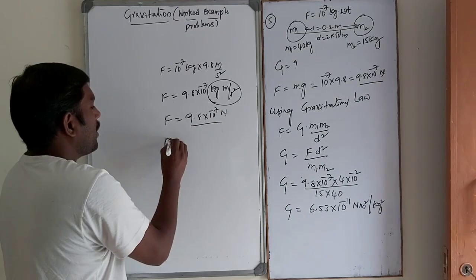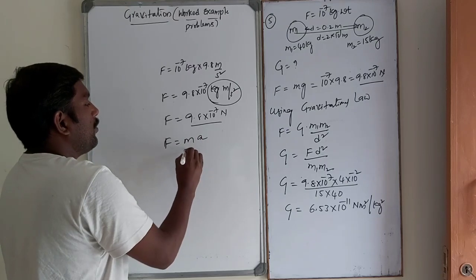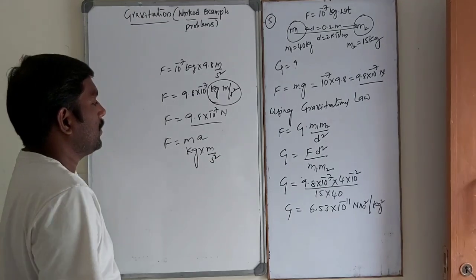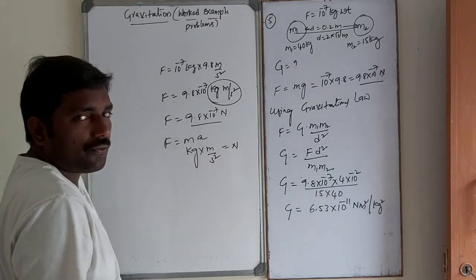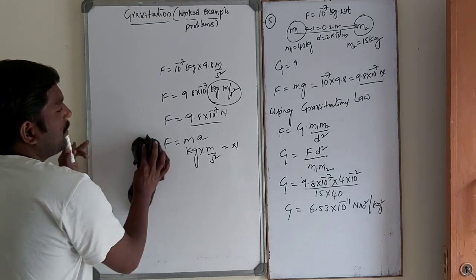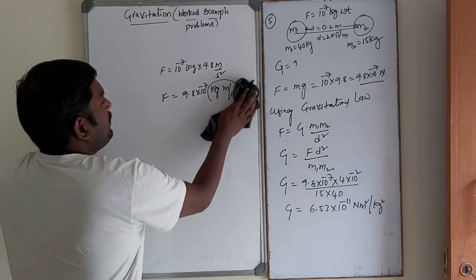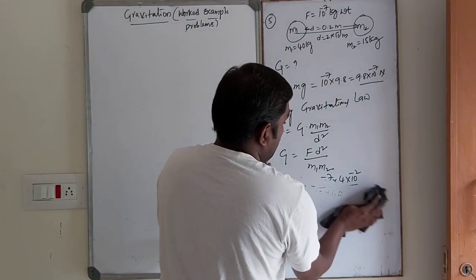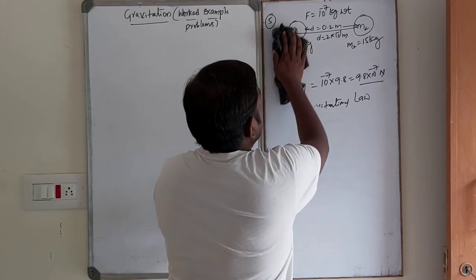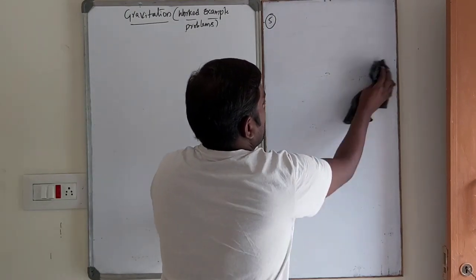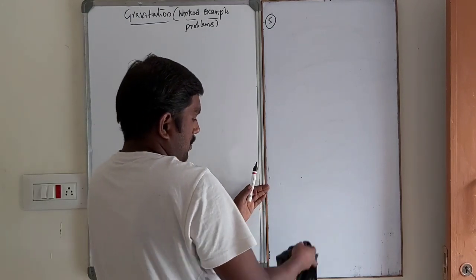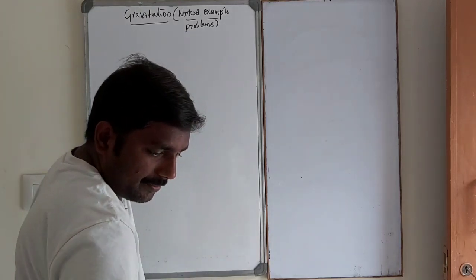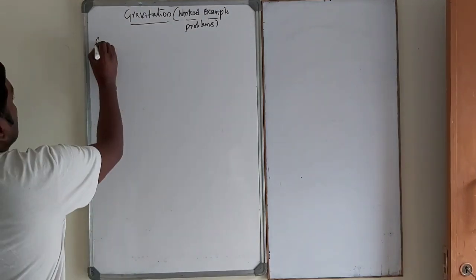F is equal to MA. M is in kilogram and acceleration is in meter per second square, which gives Newton. The SI unit of force is Newton. Okay. Next numerical problem, that is problem number 6.